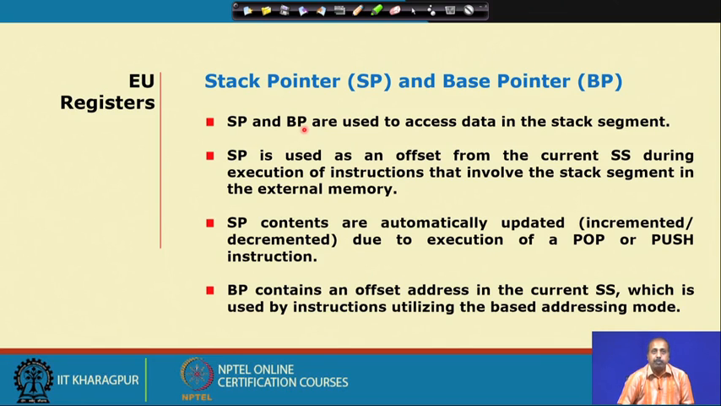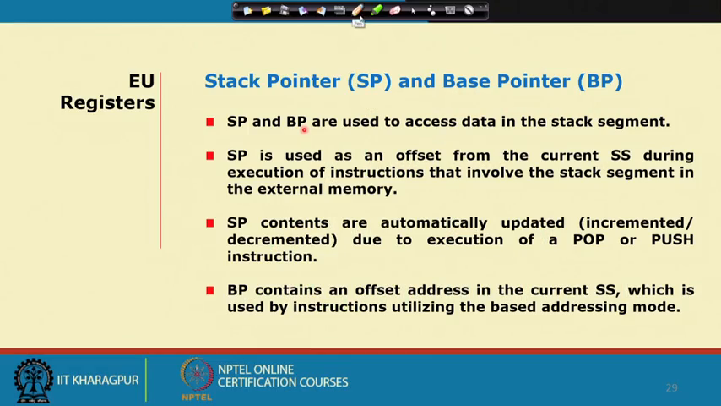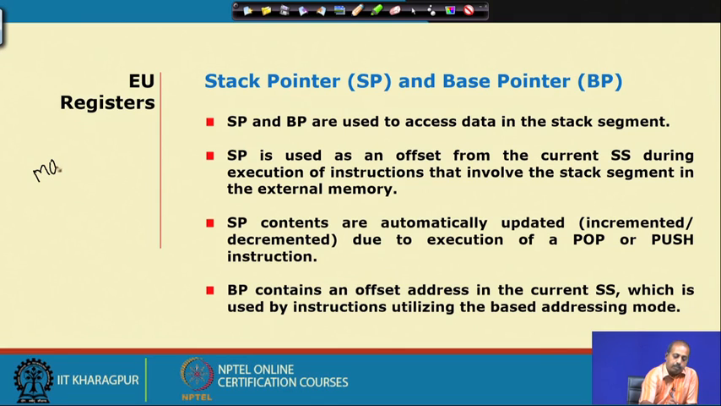Two more special purpose registers, stack pointer and base pointer. Both of them are uniform in the sense that both of them will access the stack segment. So, any instruction that uses stack pointer or base pointer as an operand will be looking into the stack segment of the memory. If you have an instruction like move ax comma bp, then it will not look into the data segment, but it will look into the stack segment.